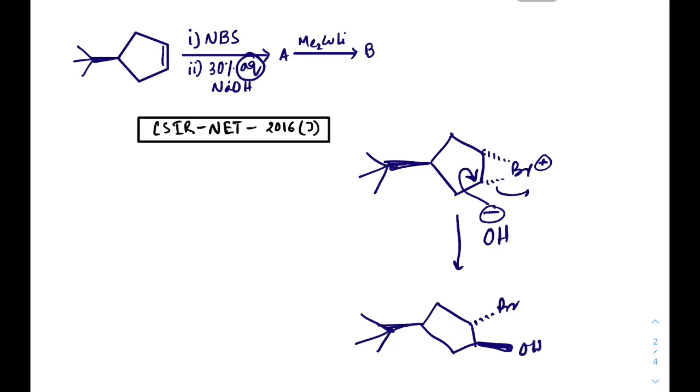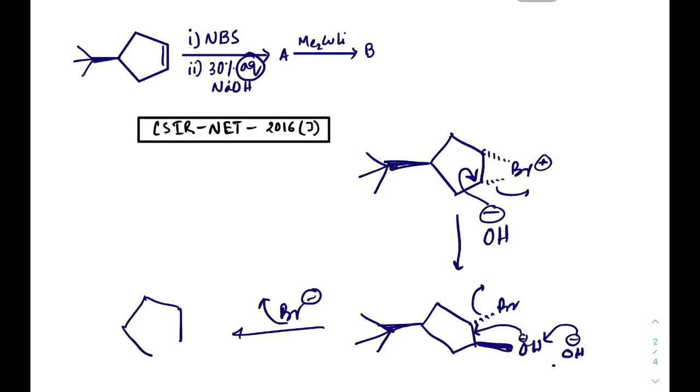Now in the presence of another equivalent of base, it will take that hydrogen and this OH minus attacks from above the plane and kicks out the Br and forms an epoxide from above the plane, which will be on the same side as the tert-butyl group. Right?